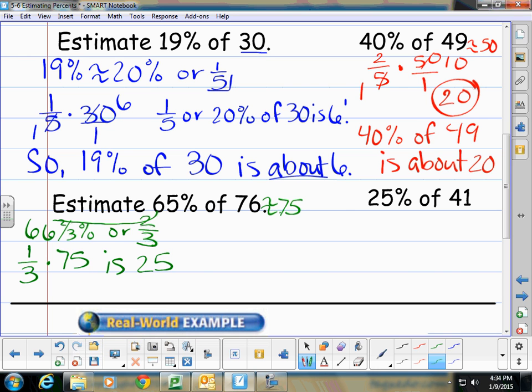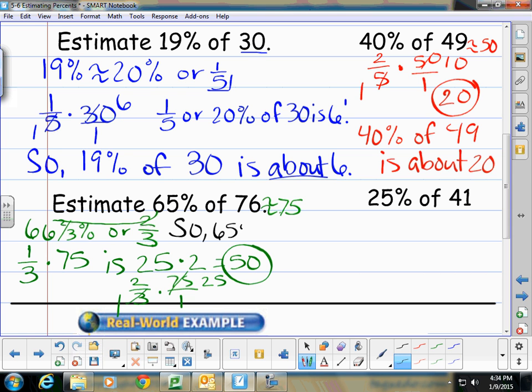But am I looking for 1/3? No, I'm looking for 2/3. So that means I have 2 of these 1/3, which is going to be 50. You could do it that long way and do times 1/3 and then times another third, or the other way where you just do 2/3 right away of 75. 3 goes into 3 once, 3 goes into 75, 25 times, 2 times 25, you still get 50. So using that number sense, breaking it up how you think is best, 65% of 76 is about, not exact, 50.